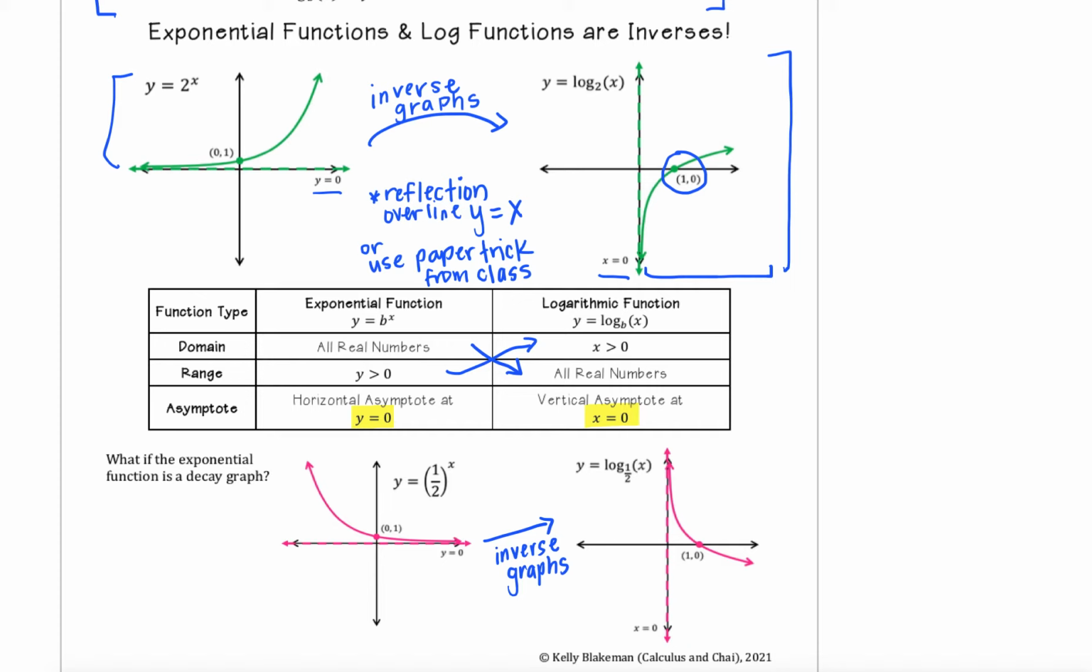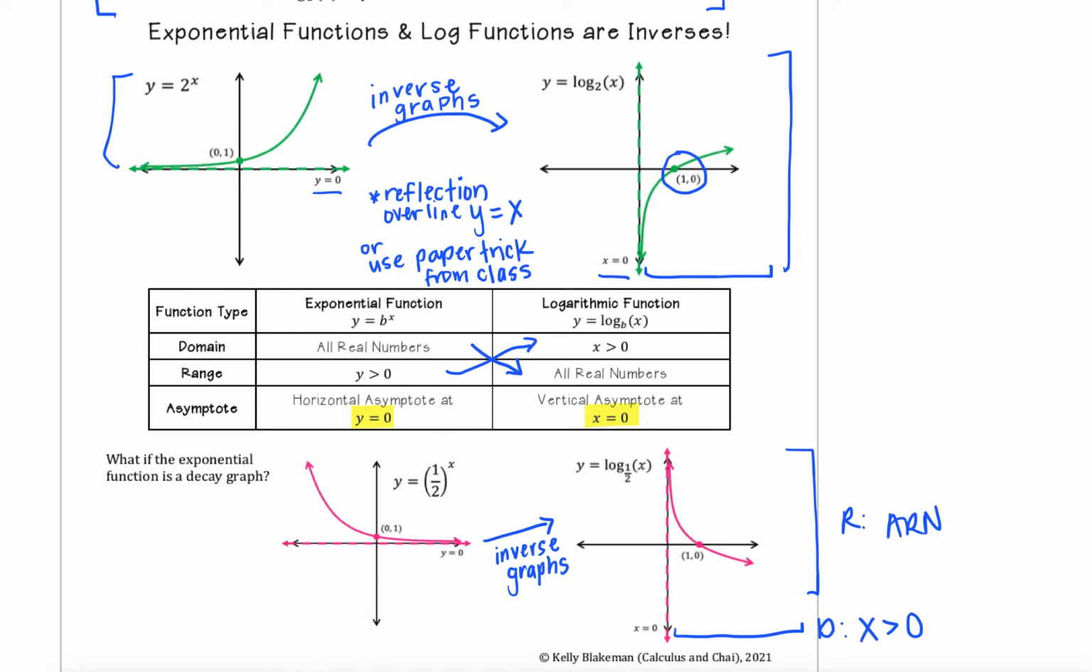For our log graph up above, it's growing over time, and for our log graph down below, this is actually decreasing over time because it came from an exponential decay graph. But we still have that same vertical asymptote at x equals 0. We have a domain here that x is strictly greater than 0, and our range values are all real numbers.